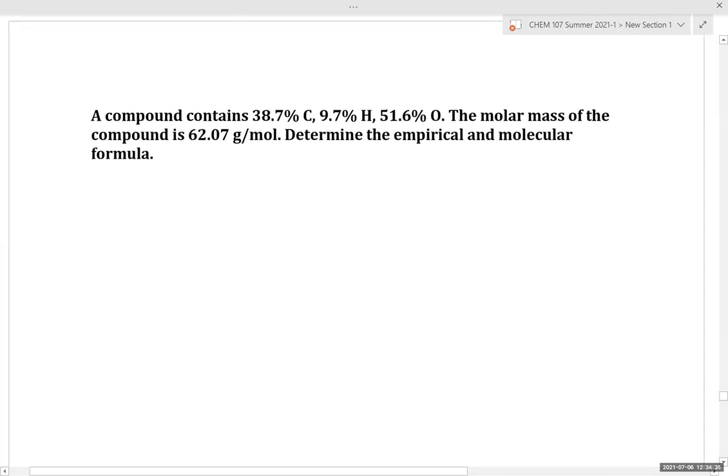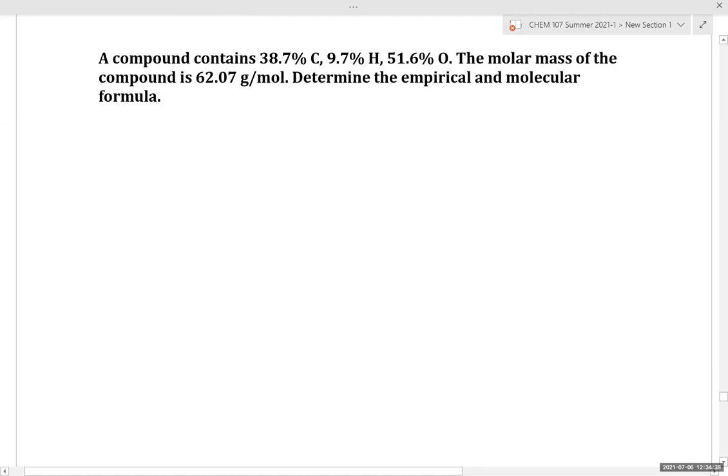I'd like us to determine the empirical and molecular formula for the following compound given the mass percentages and its molar mass. As there are multiple steps in the calculation, I'd like students to attempt this example and share each of their steps. For example, if you calculate the mass of an element, let me know and I'll share it on the class whiteboard. If you calculated the moles, let me know and I'll share it on the class whiteboard.